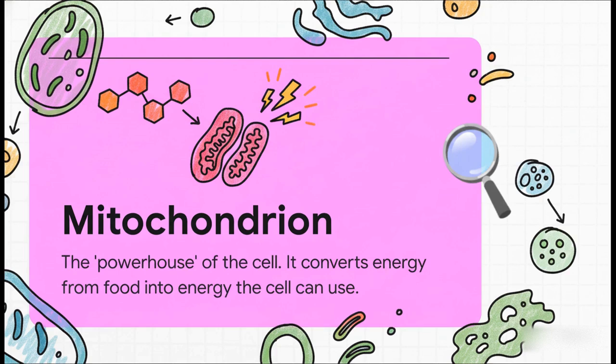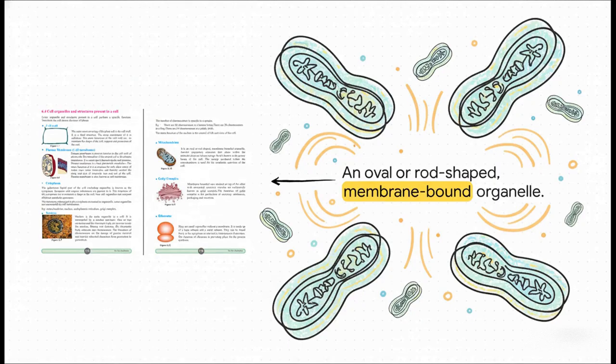Every factory needs a power source, right? For the cell, that's the mitochondrion. You've probably heard it called the powerhouse of the cell, and that is the perfect name for it. It takes the energy from the food we eat and converts it into a form the cell can actually use to do its job. And here's what one looks like.